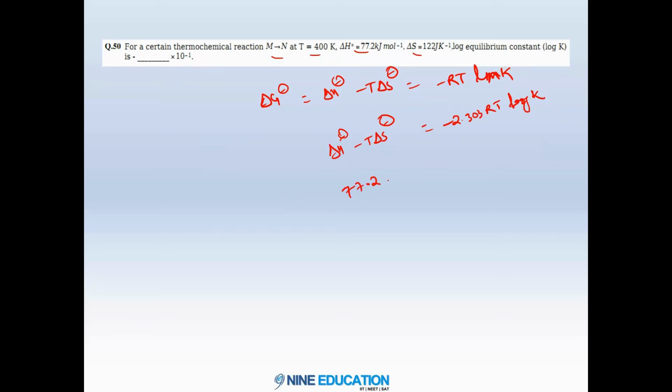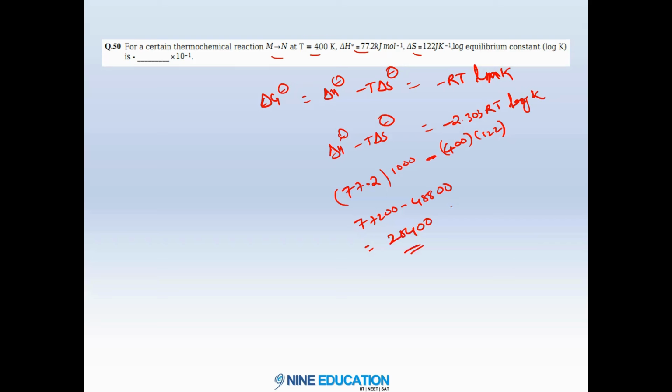77.2 is given in kilojoules, so I would multiply this by 1000, because it's better to keep it in joules. Minus temperature, which is 400, times entropy, which is 122. I think all of you must have calculated it; it involves a little bit bigger calculation. So 77200 minus 48800, so now this will be 28400.